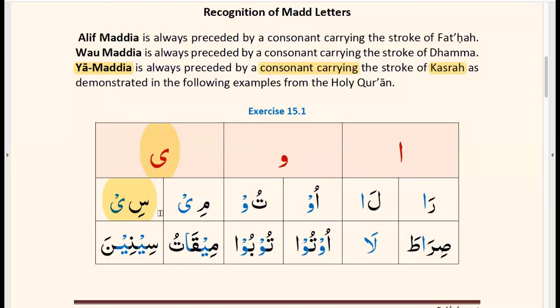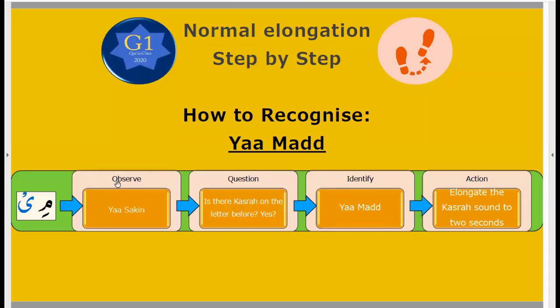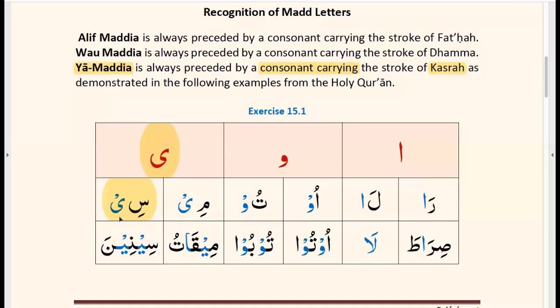Alhamdulillah, excellent. So we're going to walk through this example together. Are you ready? Excellent. So let's go back to here. First thing we need to do is observe. Is there a ya sakin? Let's go back. Is there a ya sakin here?